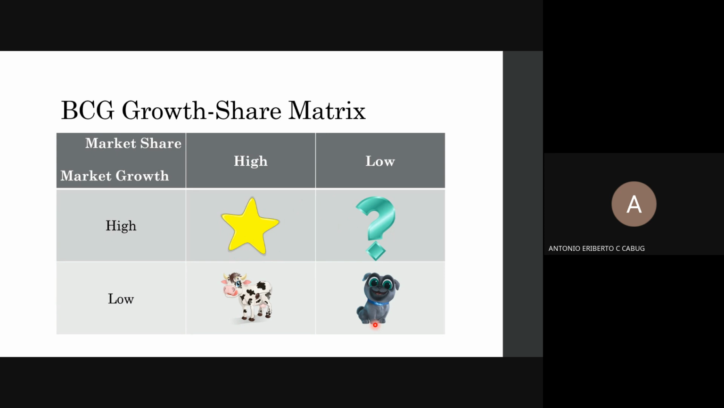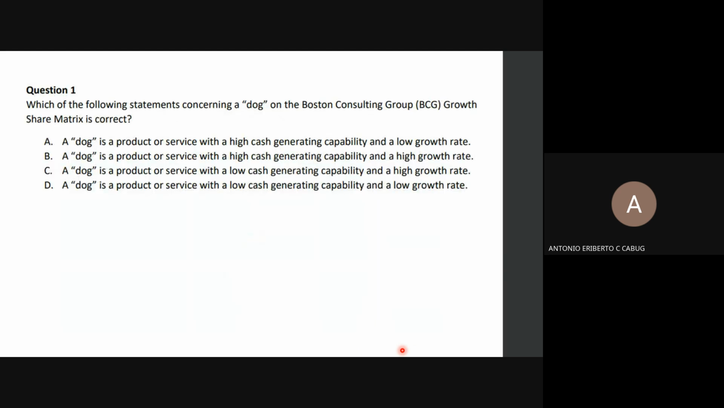Failure for a question mark to become a star will make it end up being a dog. Low market growth, low market share. It is advisable to just divest the dog, to just let go of the dog. Just divest it. Okay, anyway, let us categorize.